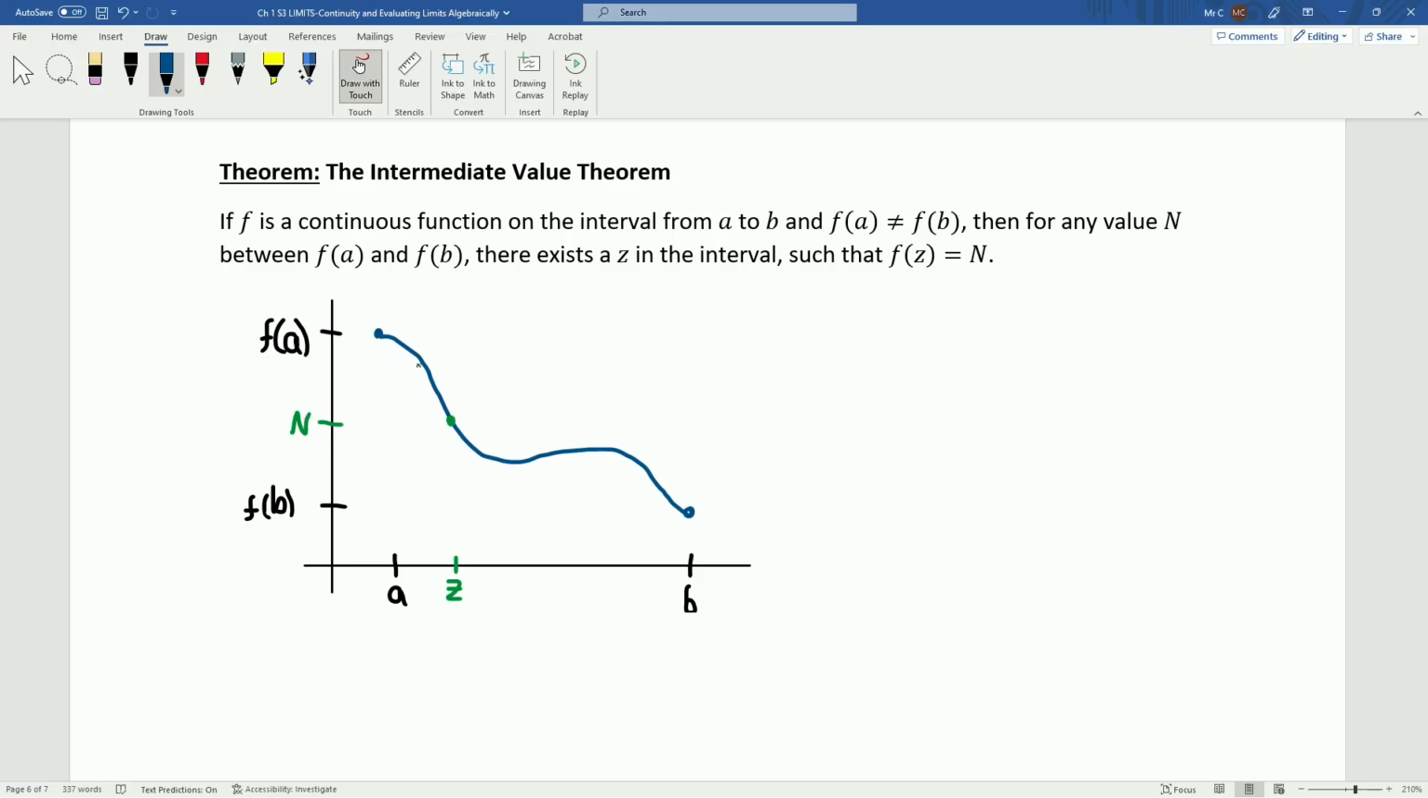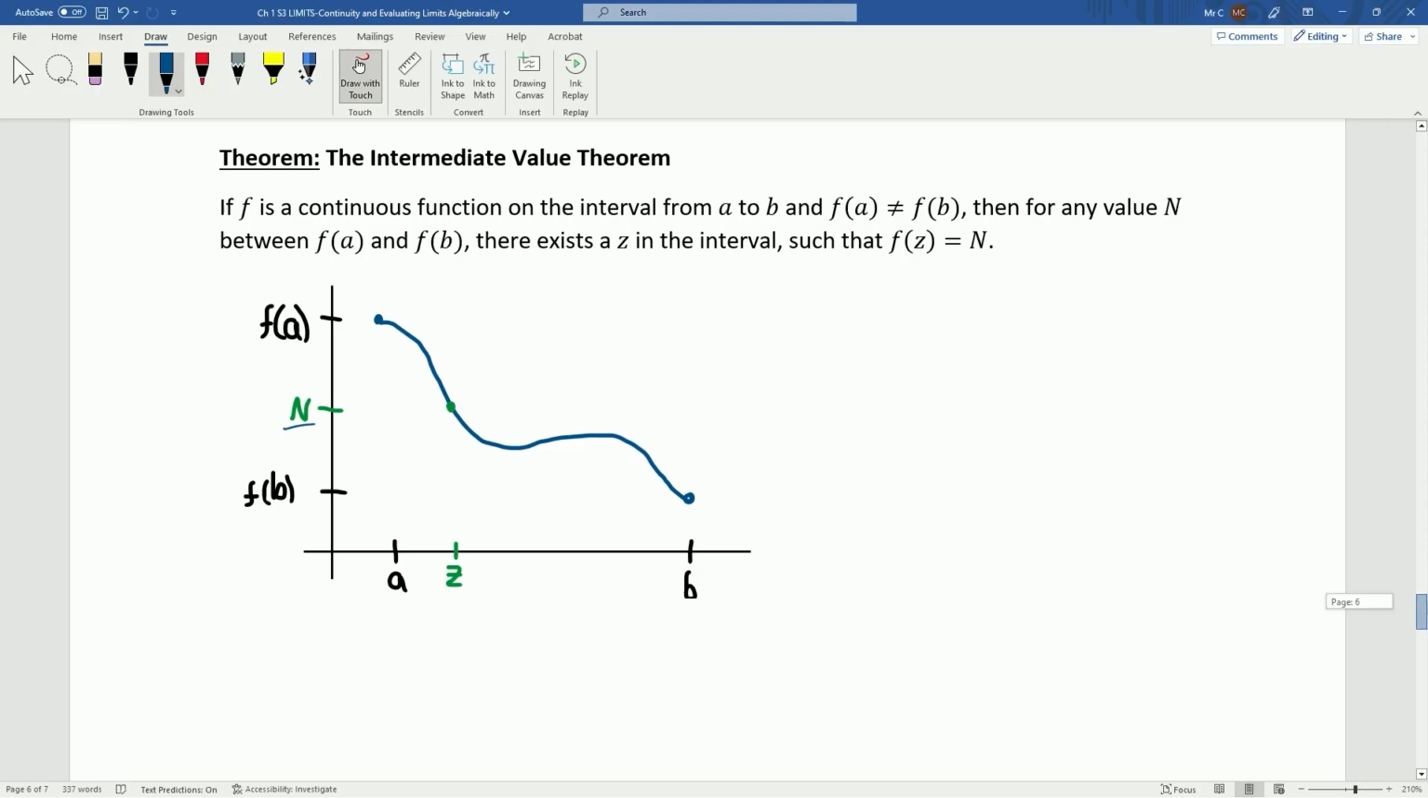So all this says is since it's unbroken, if I pick any number between f of b and f of a, any number, there's got to be some z between a and b that gives me that output on the function. When I plug in z, I get that in, because there's no gaps in the curve, right? So it's got to hit every value between f of a and f of b. That's all the intermediate value theorem says.